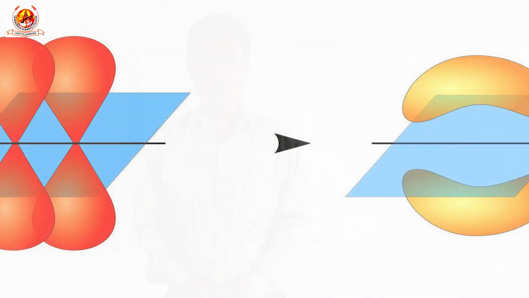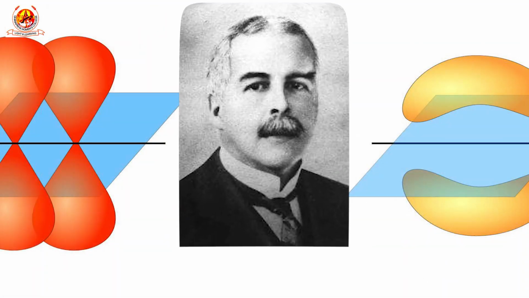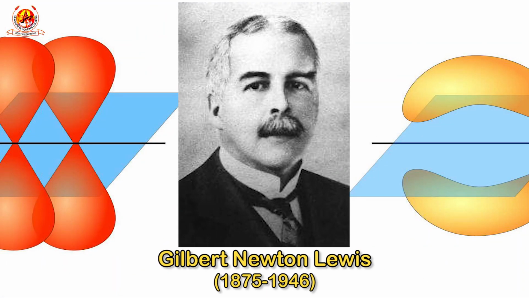Just prior to the theory itself, we have to remember the scientists who already contributed their knowledge to develop the theory. Initially, in the year 1902, G.N. Lewis gave the idea about electron pair sharing to form a chemical bond.